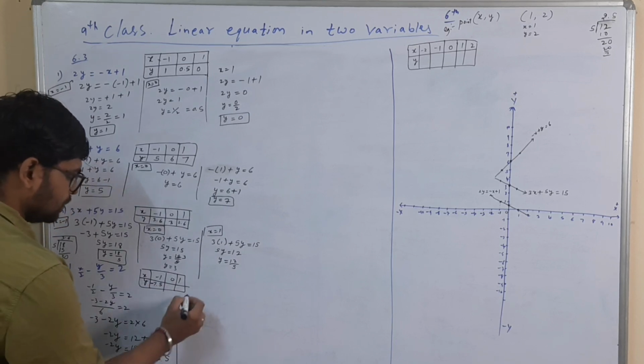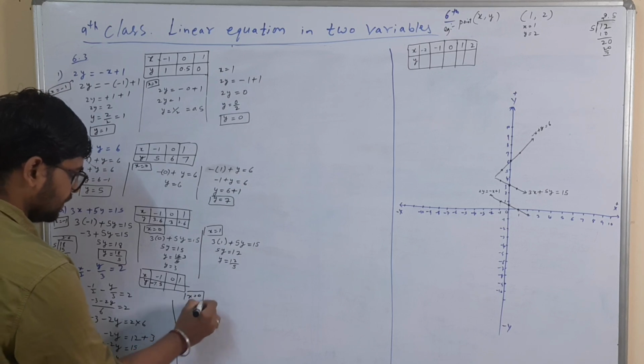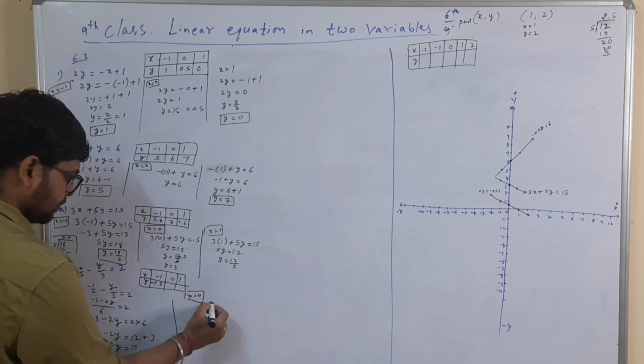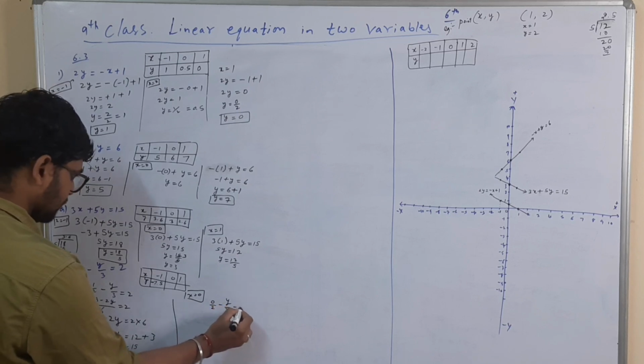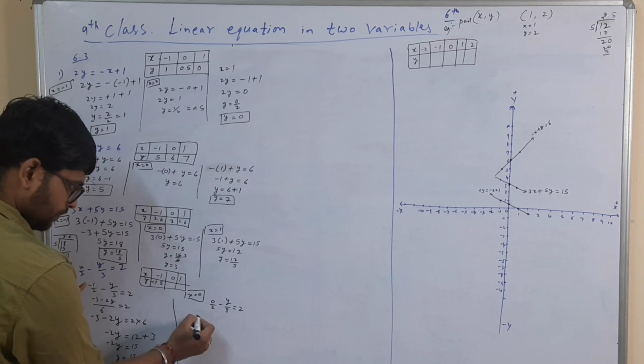Now we take x equal to 0 in this equation. So x equal to 0 means 0 by 2 minus y by 3 is equal to 2. 0 by anything is 0. So minus y by 3 is equal to 2.